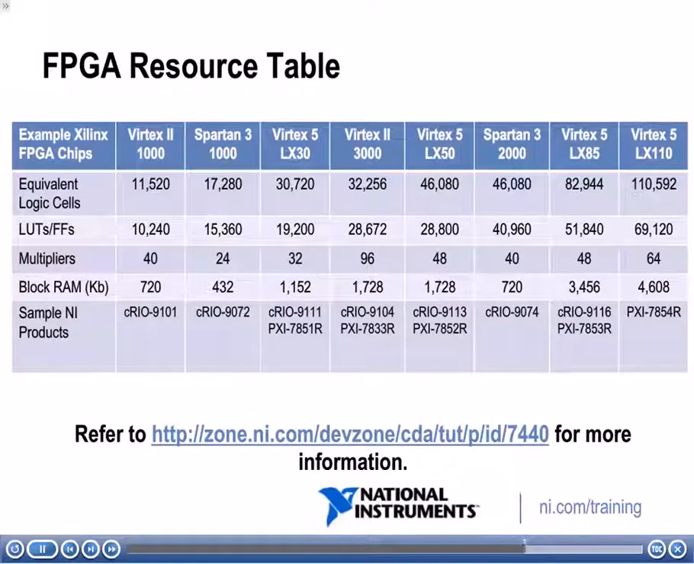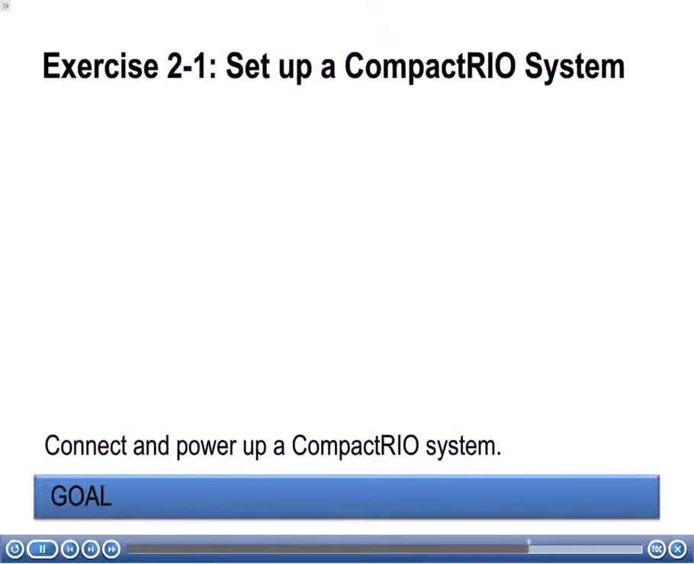So at this point, if you're able to, it would be helpful to do exercise 2.1. In exercise 2.1, you set up your CompactRIO system, and you're able to connect and power it up, and you can verify the proper connections. So if you have the hardware that's necessary to do this exercise, go ahead and do it now.